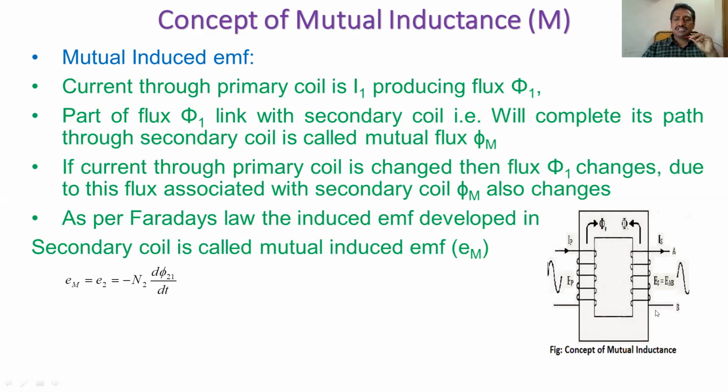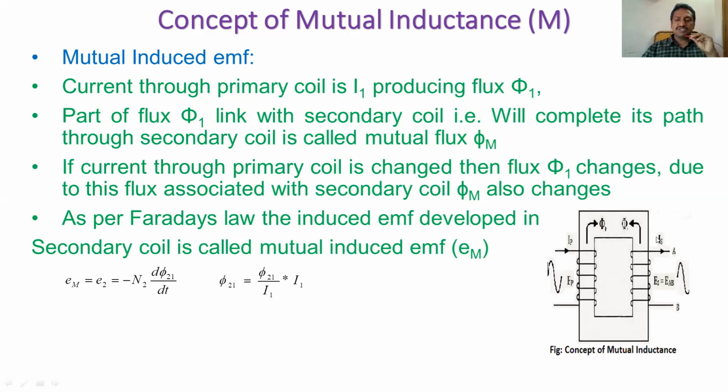So for that mutually induced EMF on the secondary, we want to derive it as per Faraday's law. E2 is equal to minus N2. Here N1 is the number of primary turns and N2 is the number of secondary turns. Therefore, E2 is equal to minus N2 into dφ21 by dt. φ21 is nothing but the mutual flux. So the secondary flux with respect to the primary flux is also called mutual flux.